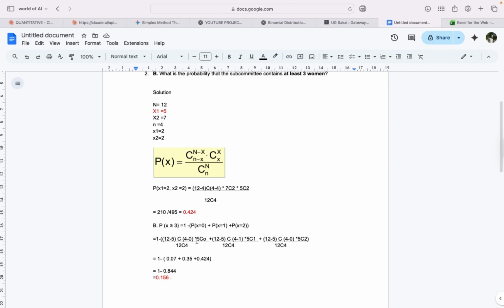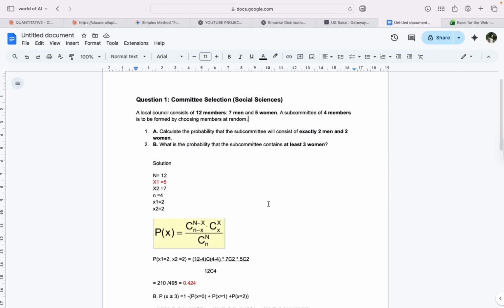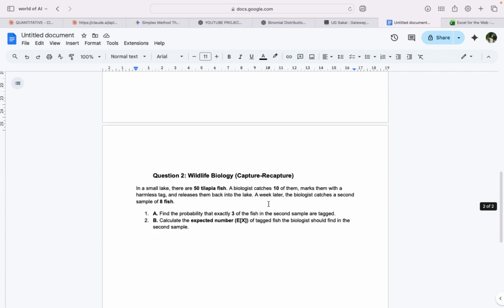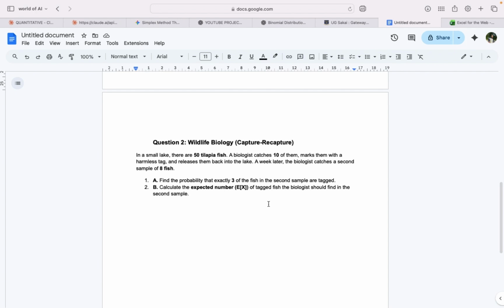Then when you put them on a calculator, this is what we get for this, and for that. When you add them all, we get this and subtract from 1. And this is going to be the probability that at least 3 of them are women. So this is for the hypergeometric distribution. There's another question here, but I would like you to solve it. Okay, try your hands on this.